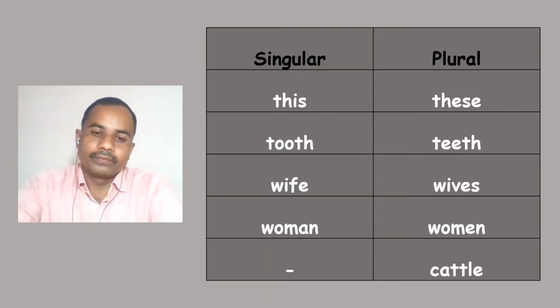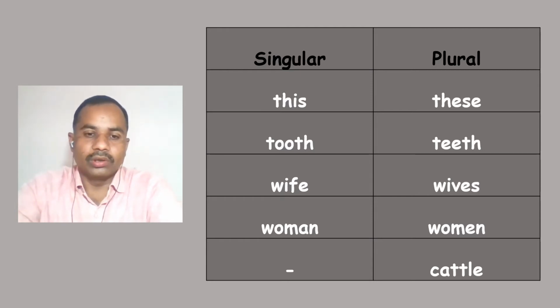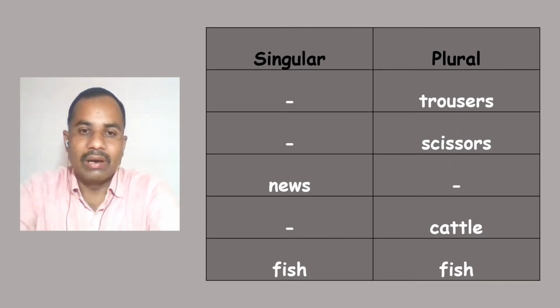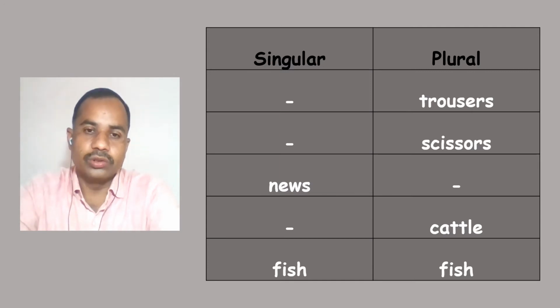Next one is cattle, and cattle is always used as a plural, never singular. So keep that also in your mind. Again we have some words which we always use as plurals, never singulars, like for example trousers. You can never say I have purchased one trouser, it's always trousers. Intrinsically trousers has two sides, and scissors also have a pair of blades in it. So you have trousers, scissors, like that. News I have already discussed, it's always singular, and cattle always plural.